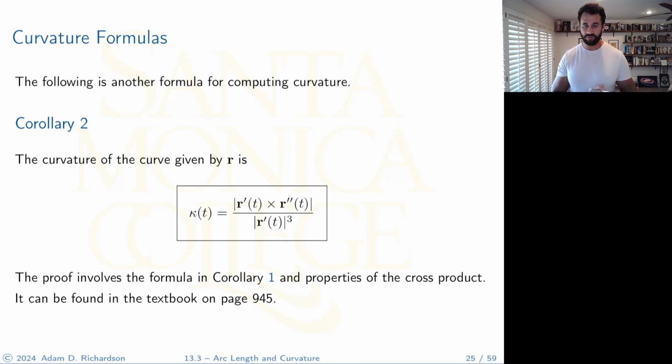We're not going to do this proof. The proof is actually quite lengthy, but I don't think it's exactly edifying at this point, although I do encourage you all to read it on page 945. You basically use the formula that we just proved a moment ago, and you use properties of the cross product. That's really it. But math majors, take a look on page 945, read that proof. For the rest of us, we're just going to take this formula as it is right now and then use it in a moment here.